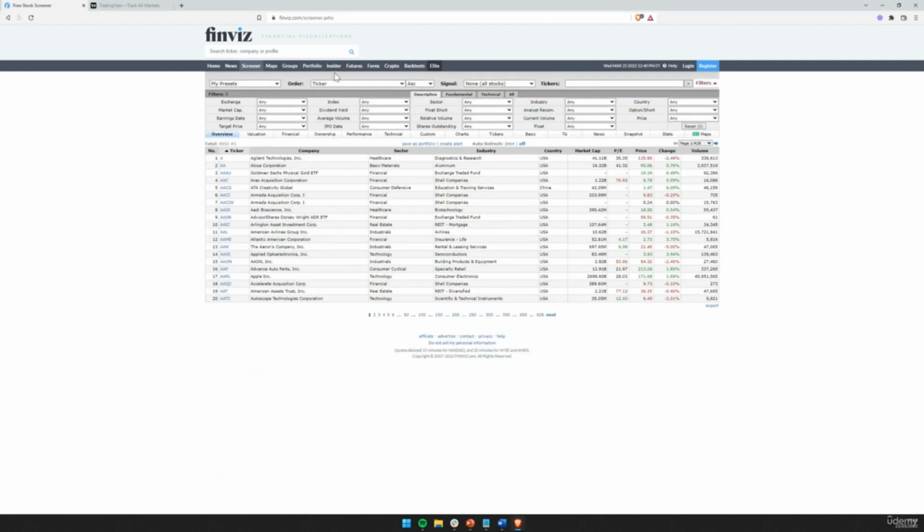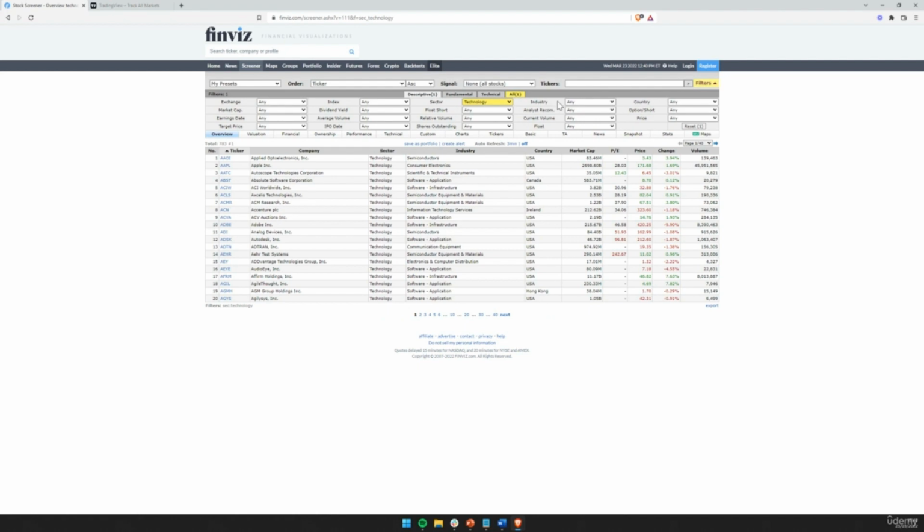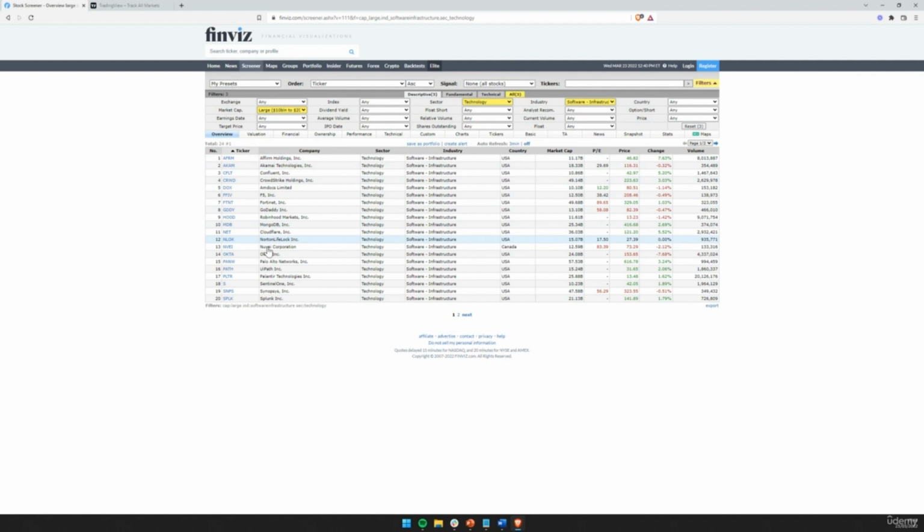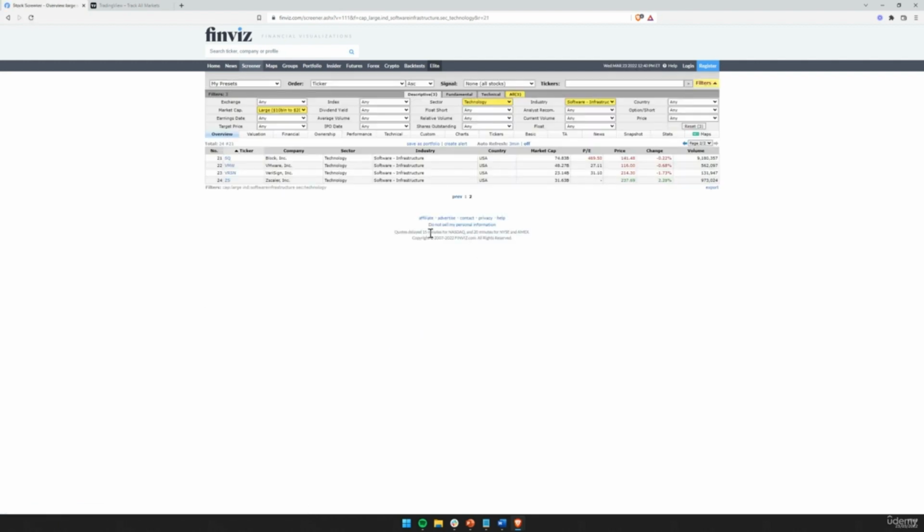I click there, and then I say I'm interested in the technology sector. And within the technology sector, I'm choosing the industry, in this case, software infrastructure. And then I can also choose the market capitalization of all the companies I'm interested in. So in this case, I choose between 10 billion and 200 billion. So here I have a lot of different companies, and I can check out what seems interesting to me. There are even 2 pages.